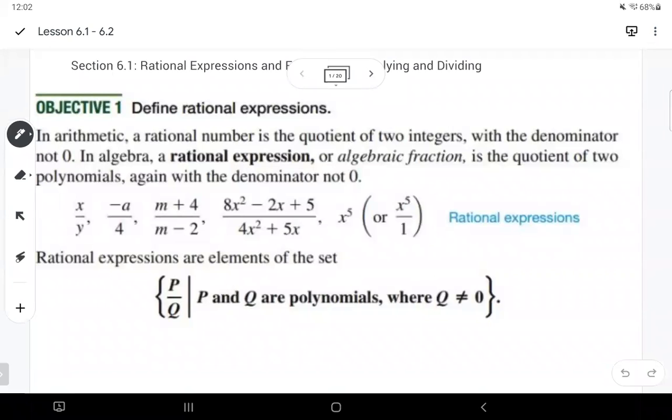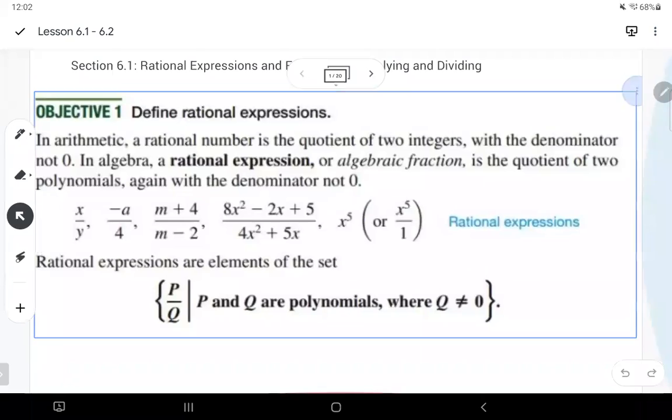Okay, so we're going to go over lesson 6.1 and 6.2 within your chapter 6.